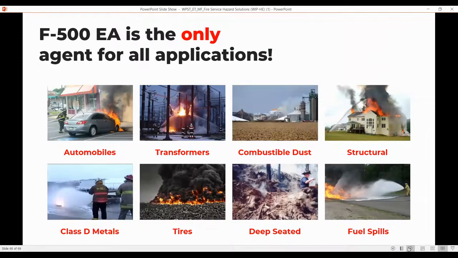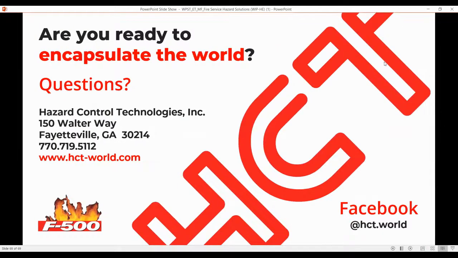So I think the really sweet spot with F500 is you have one product that can handle multiple applications. It helps take the guesswork out of what we need to use. A water, a Class A foam, a Class B foam, an AR-AFFF, an AFFF, a Class D extinguisher. You have one agent that can save you costs on buying multiple products, plus one agent that works across multiple classes of fires.